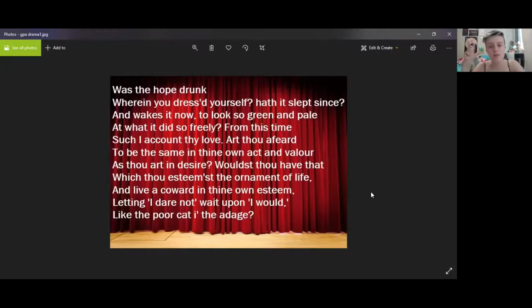Such I account thy love, art thou afeared, 10 syllables, to be the same in thine own act and valor, 11 syllables. Is there any word in this line that we can shorten to be only 1 syllable? Well, if we looked, all of the words in that line are already 1 syllable, except for valor. Is there any way we can, in modern English, pronounce valor as 1 syllable?